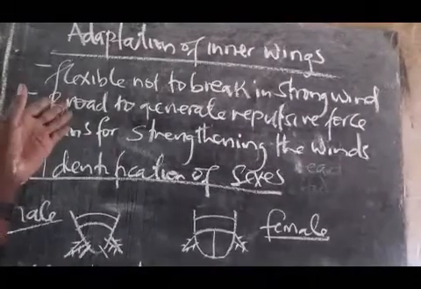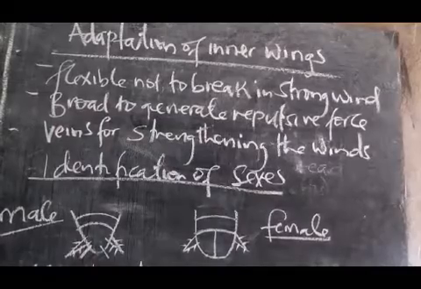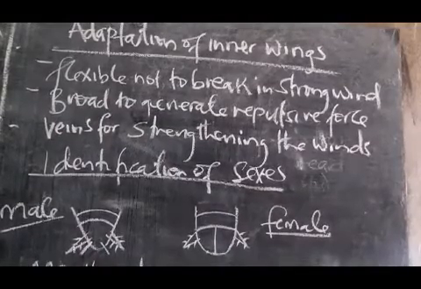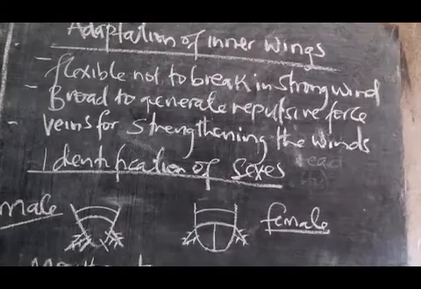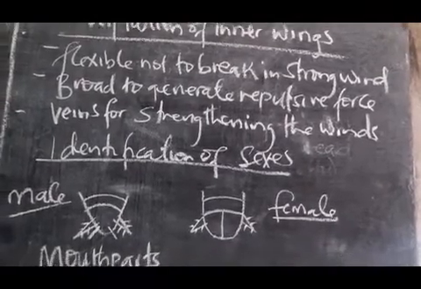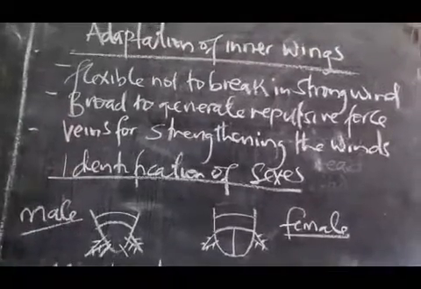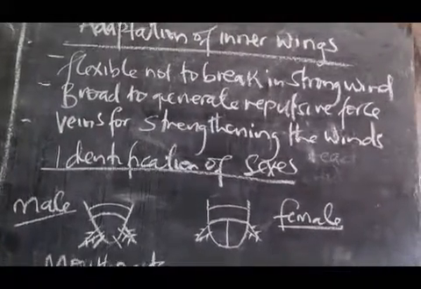Then we have broad to generate the repulsive force that is needed for the flight. So it has a large surface area to provide a repulsive force for the flight. Then it also has veins for strengthening the wings. Those are the inner wings.